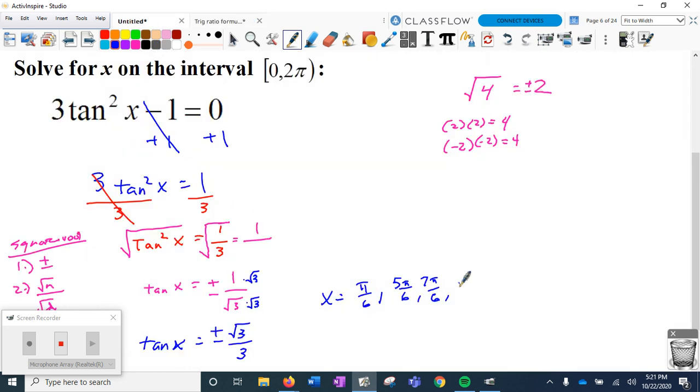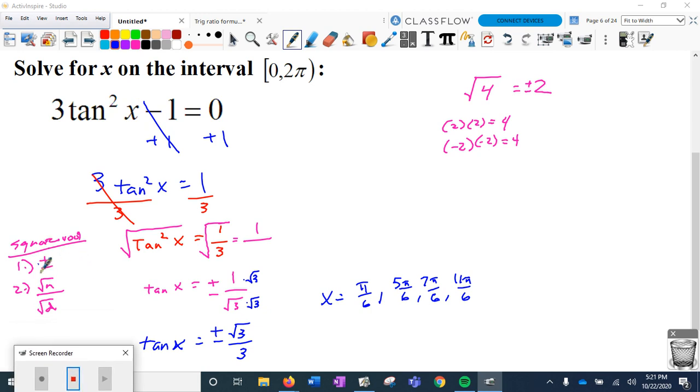So the main idea is, when there's squares involved, you're going to have to square root. Okay, so when you square root, you need to put a plus or minus, and you square root the numerator and denominator separately, and then rationalize if necessary. Okay. So because of this plus or minus, this gives us 4 solutions.